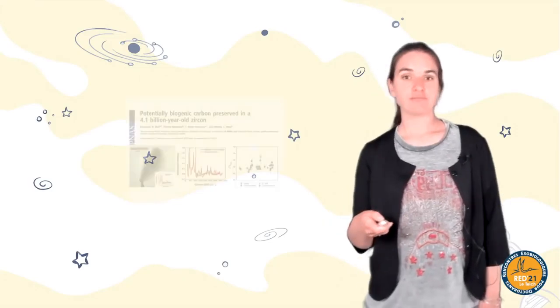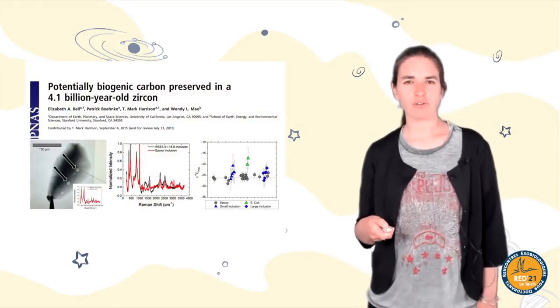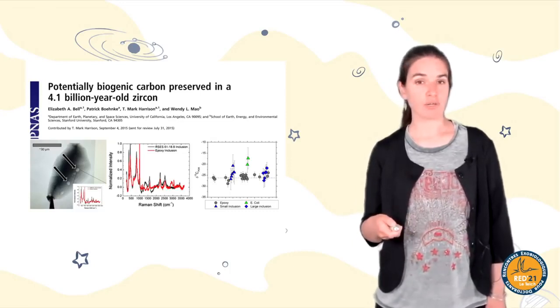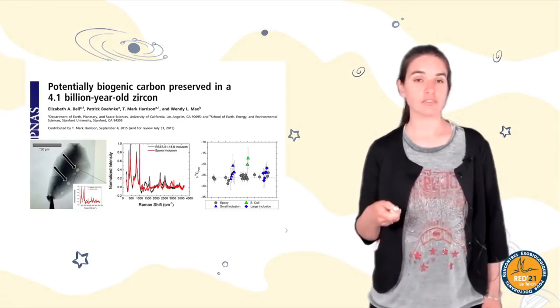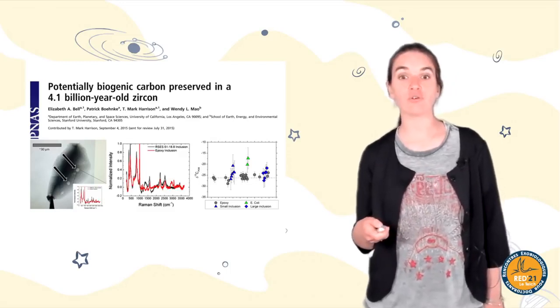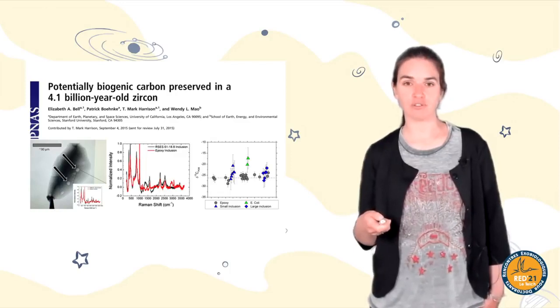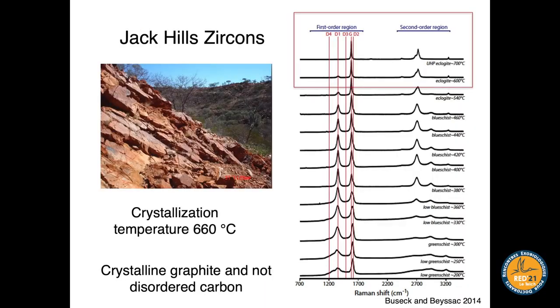In the paper, they suggest that this carbon was of biological origin. This paper is very controversial because potentially it was some contamination. First, the carbon in this Jekyll zircon is more dissolved than it should have been, because the Jekyll zircons crystallized around 600 degrees. Here on the right panel you can see the evolution of the Raman spectra.